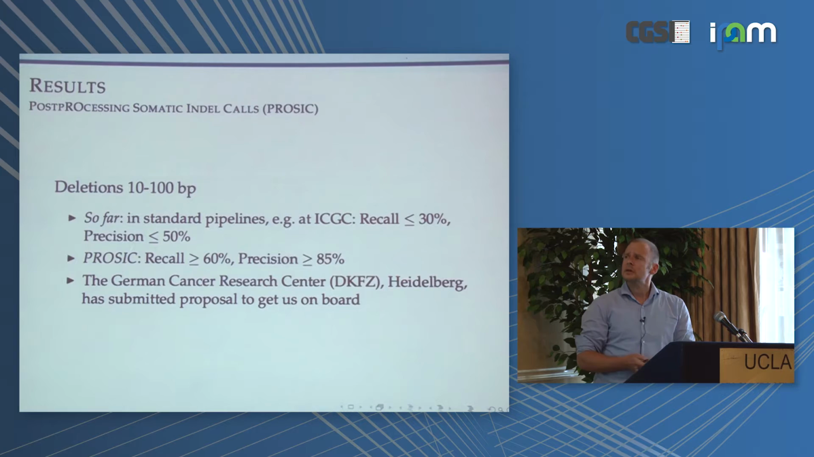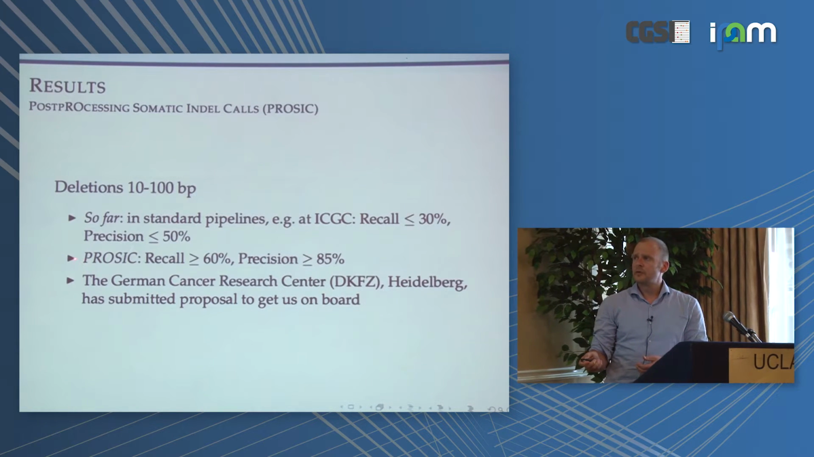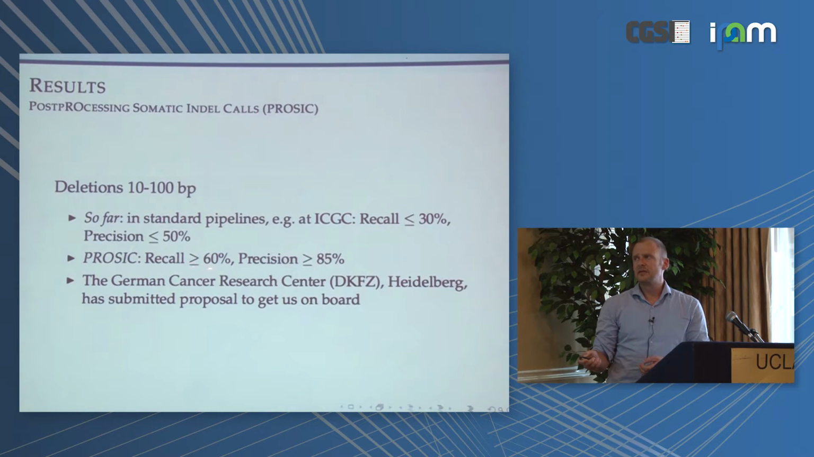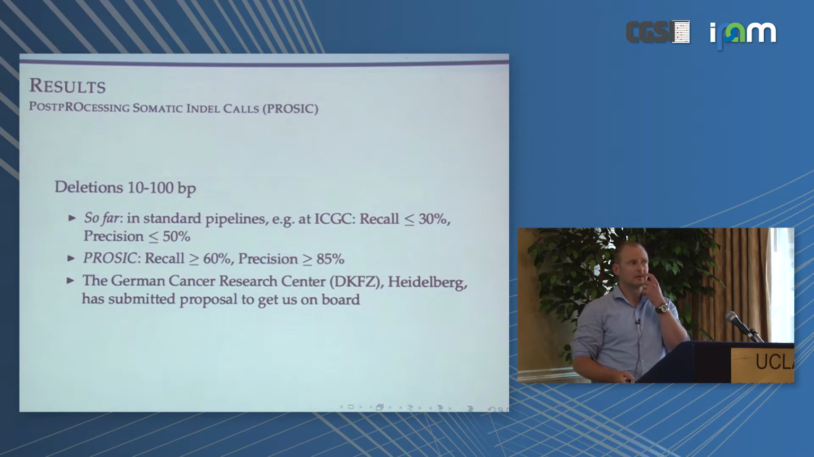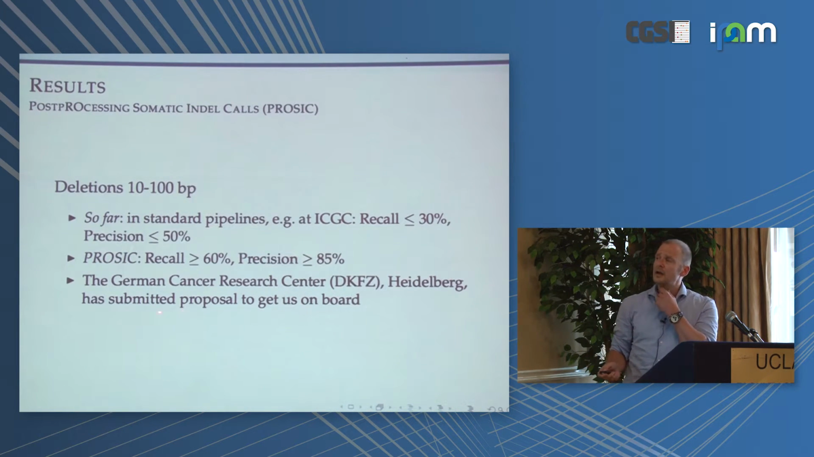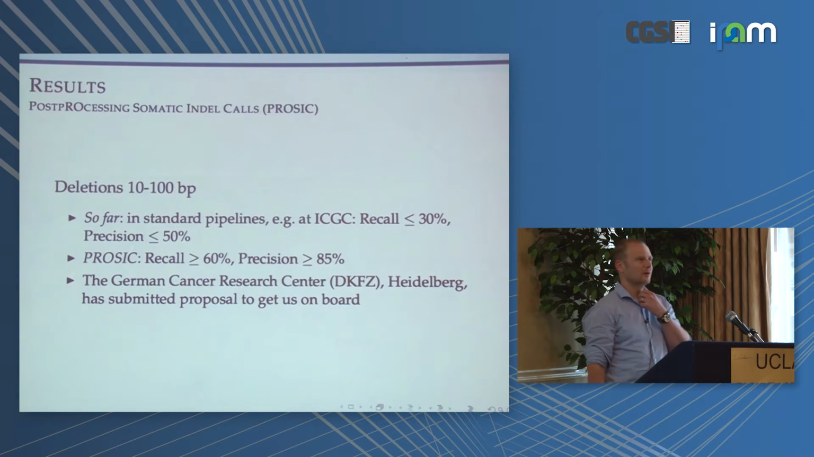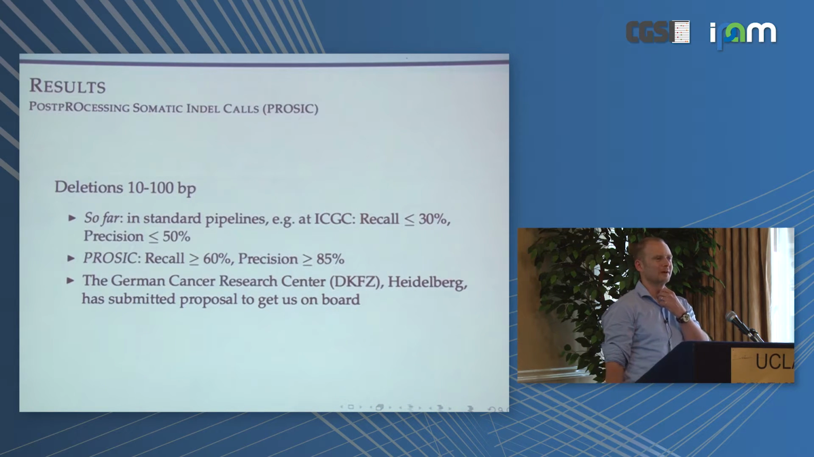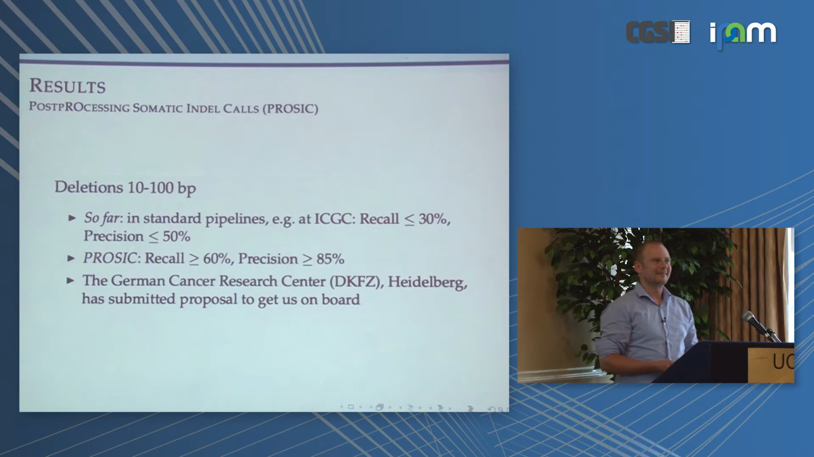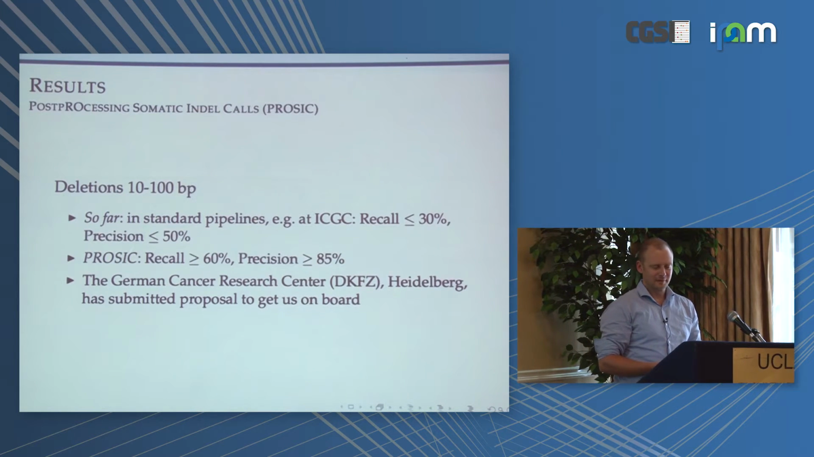And with PROSIC, which is our method, we have recall of at least 60% and precision of at least 85%, which is an improvement. The German Cancer Research Center has submitted a proposal to get us aboard here. It was just the wrong point in time to write this proposal because they're now actually writing up the papers and they don't want to get disturbed by us. So let's have a look. Maybe they let us in at some point in time.